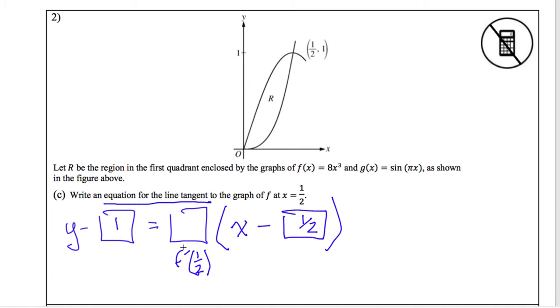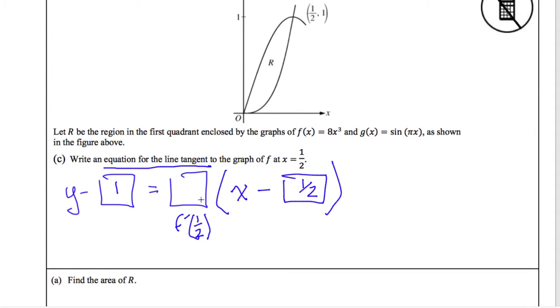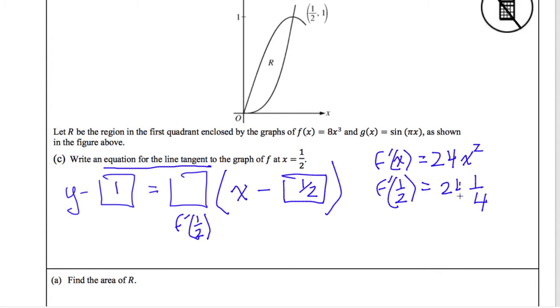The tricky bit is figuring out the derivative at 1/2. So I look at the graph of f, not g. I'm dealing with f, 8x cubed. Taking the derivative, f prime of x: multiply down, 3 times 8 is 24, x to the power of 2, and then I plug in 1/2. So f prime of 1/2: 1/2 squared is 1/4 times 24, and that is equal to 6. So the slope here is 6. Done.